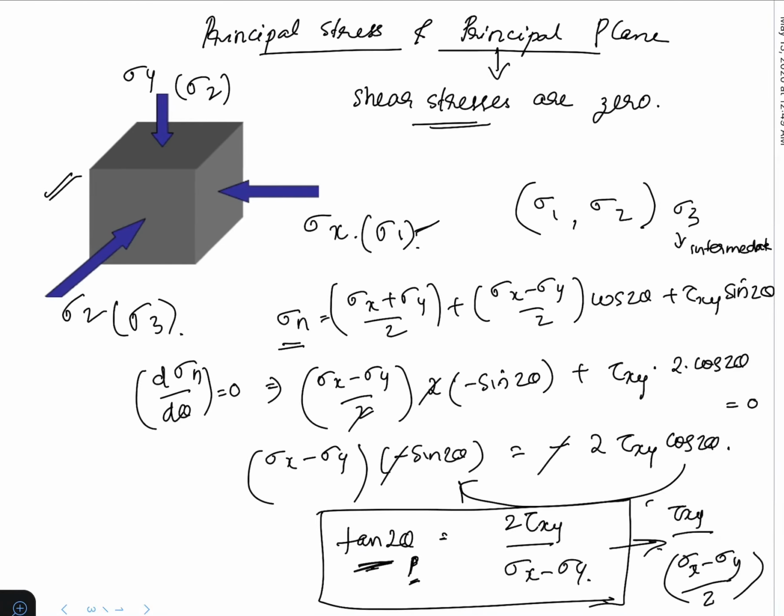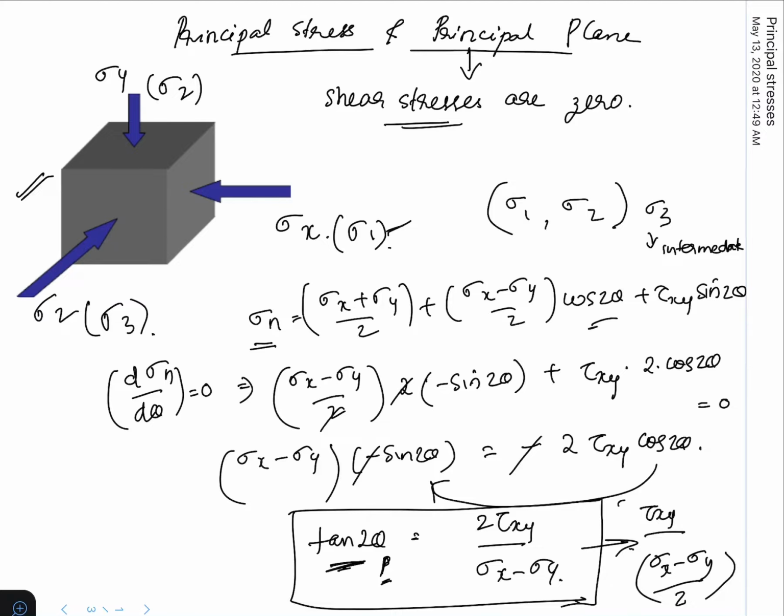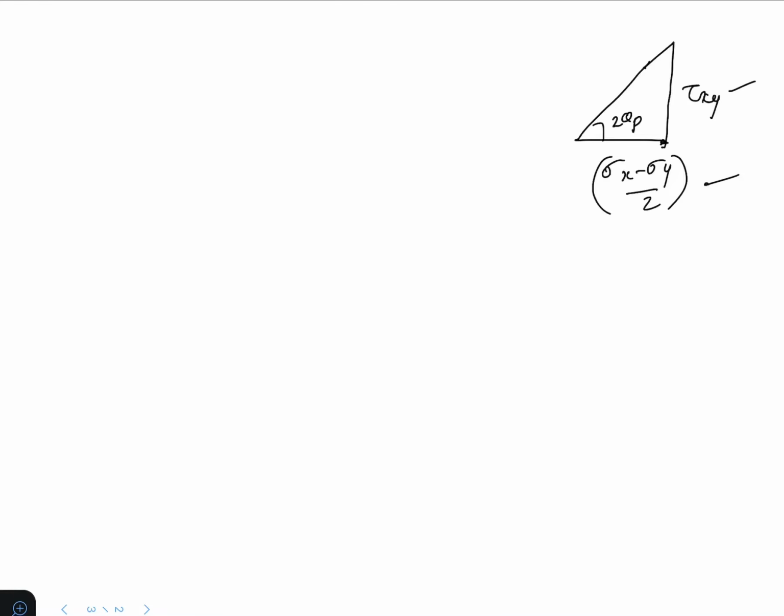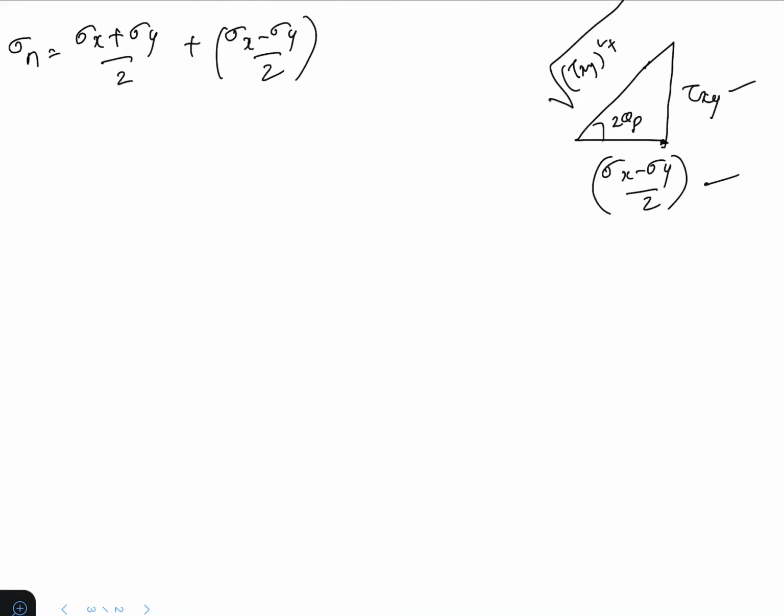So from this you can find out the value of cos 2 theta and sin 2 theta, and putting in that value of sigma n, we can find out the value of sigma 1 and sigma 2. Okay, let us do that. Sigma n is equal to sigma x plus sigma y by 2 plus sigma x minus sigma y by 2 cos 2 theta. Instead of cos 2 theta, we will have to find out cos of this one. See here, this portion will be tau xy square plus sigma x minus sigma y by 2 whole square, because that is the hypotenuse.